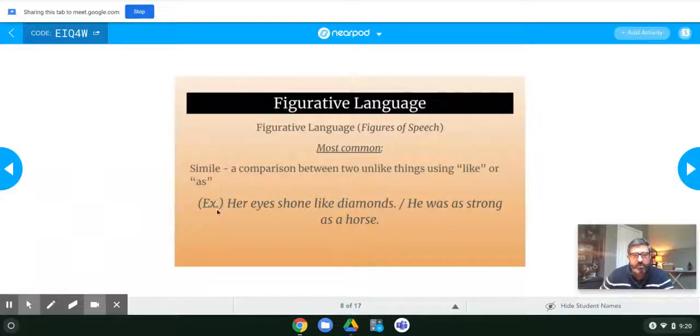So, for example, her eyes shone like diamonds. Her eyes aren't literally diamonds. But this person's comparing this girl's eyes to diamonds using the word like there. The next one, he was as strong as a horse. So he's not literally a horse or strong as a horse. They're just comparing his strength to that of a horse using the word as.